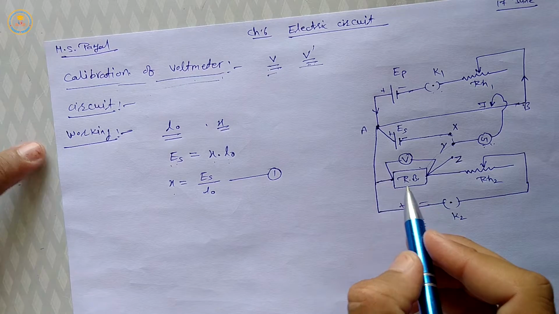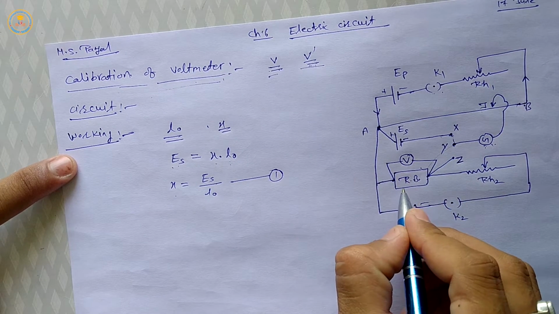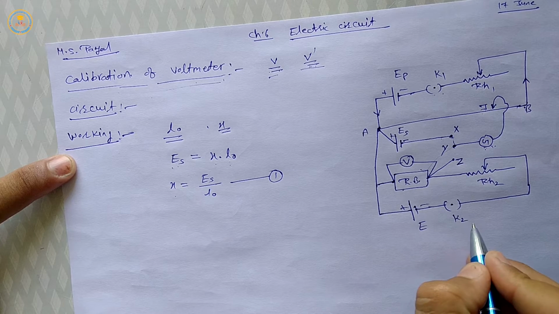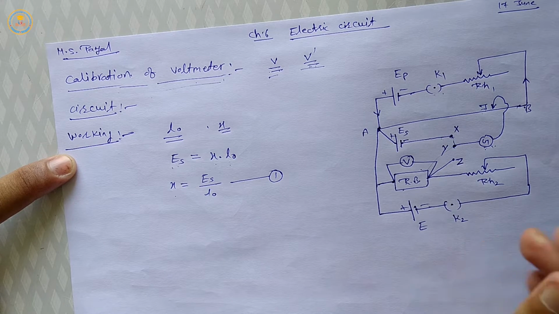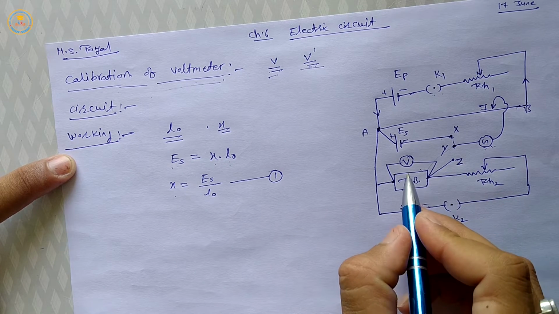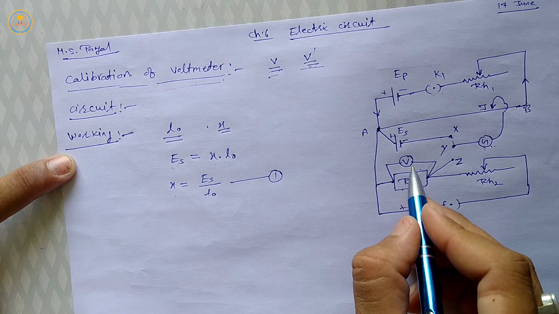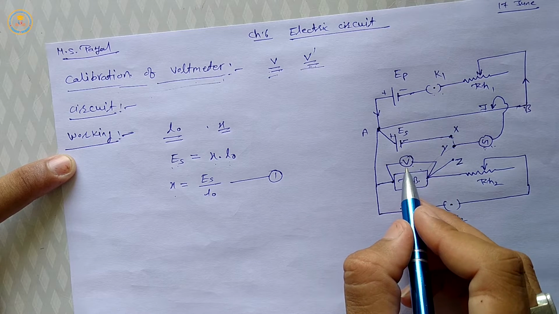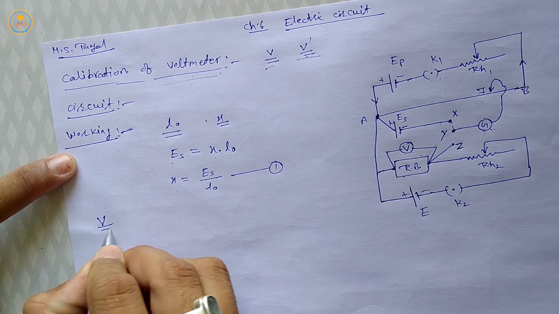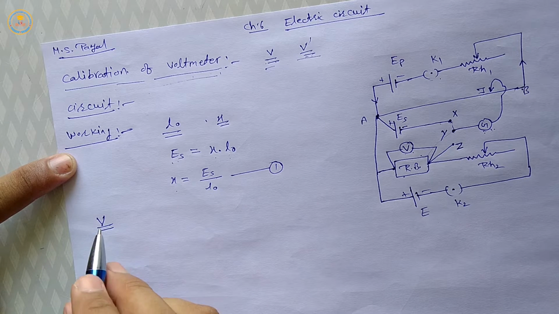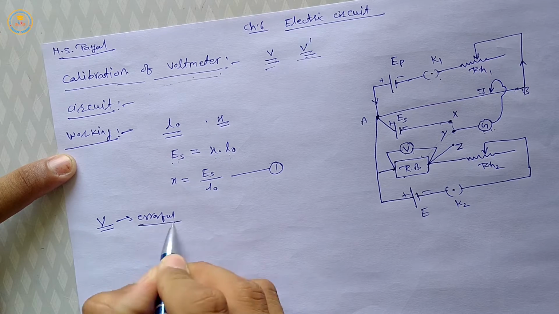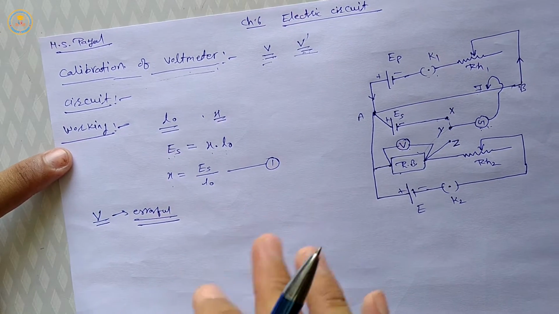Now a suitable resistance R is taken out from this resistance box and key K2 is closed. In this situation, this voltmeter shows a deflection. Suppose this reading is V, but this observation is errorful.